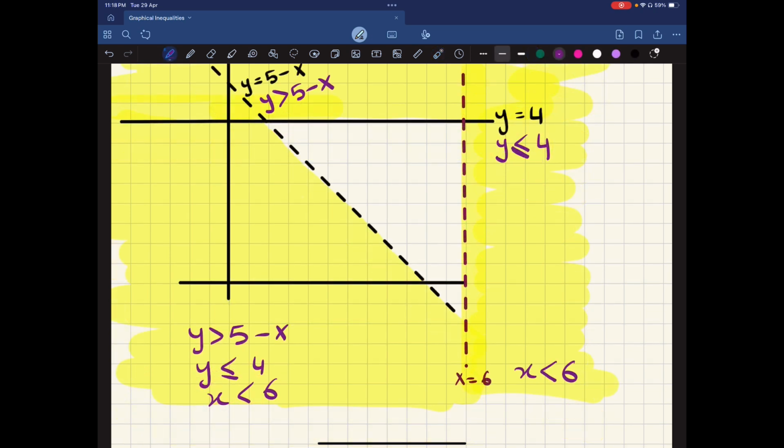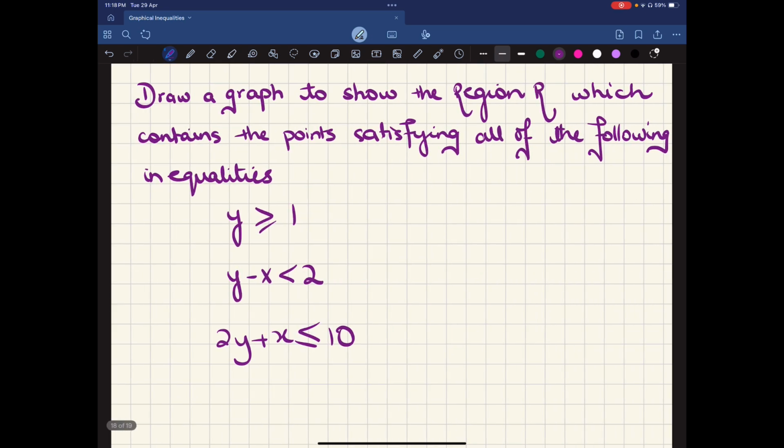Here the inequalities were given, they were drawn on the graph. Now they might just list the inequalities and ask you to draw them on the graph and figure out what the required region is. So this is a question. Draw a graph to show the region R which contains the points satisfying all of the following inequalities.